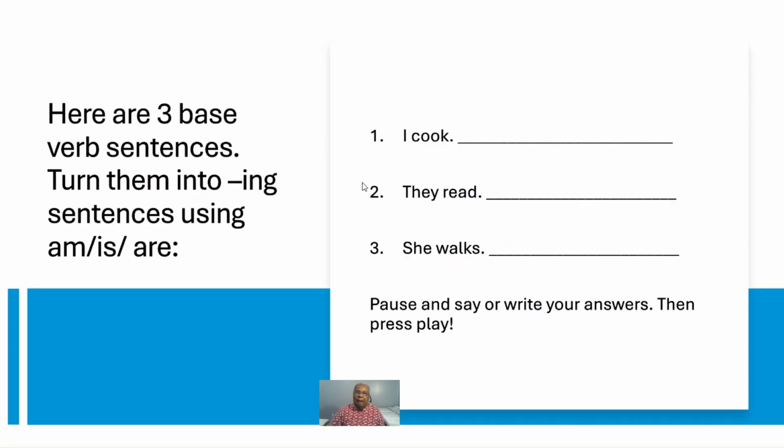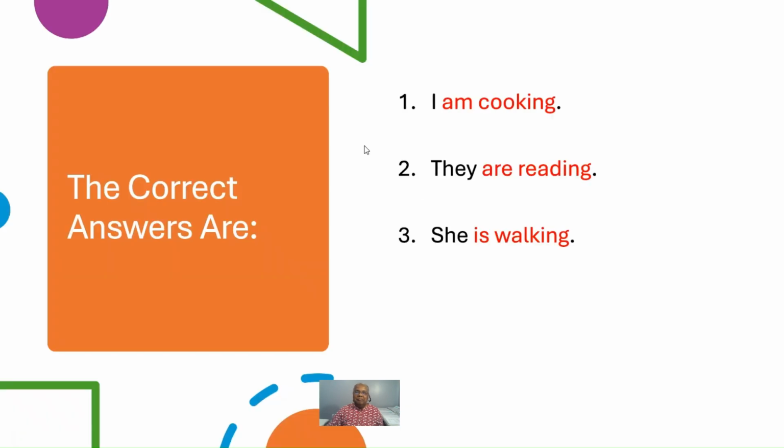Here are 3 base verb sentences. Number 1, I cook. Number 2, they read. Number 3, she walks. Turn them into ing sentences using am, is, or are. Please pause the video and say or write your answers, then press play. The correct answers are I am cooking, they are reading, she is walking.